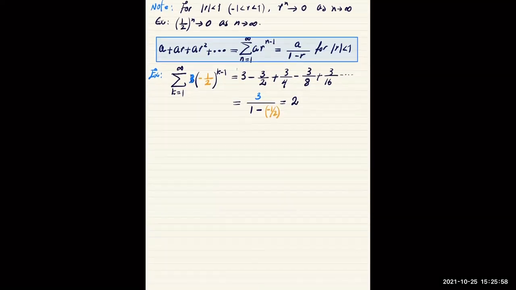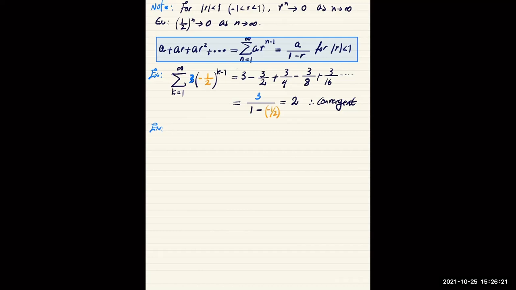Yeah, so we have a convergent series. Let's do another example. It converges because r is between negative 1 and 1. Yes, we got 2. The value of the sum is 2. Obviously, the sum exists. It's convergent.